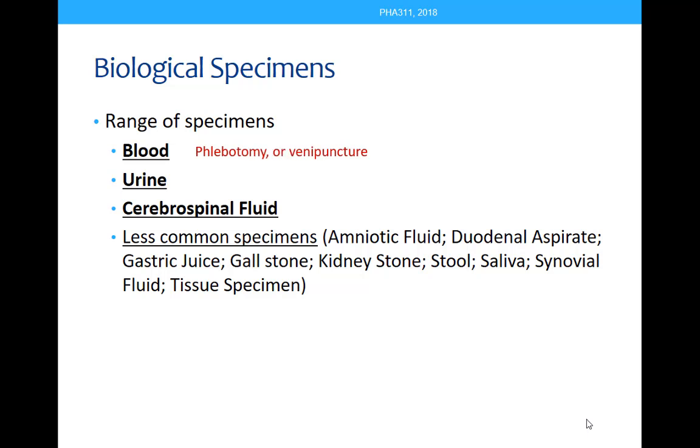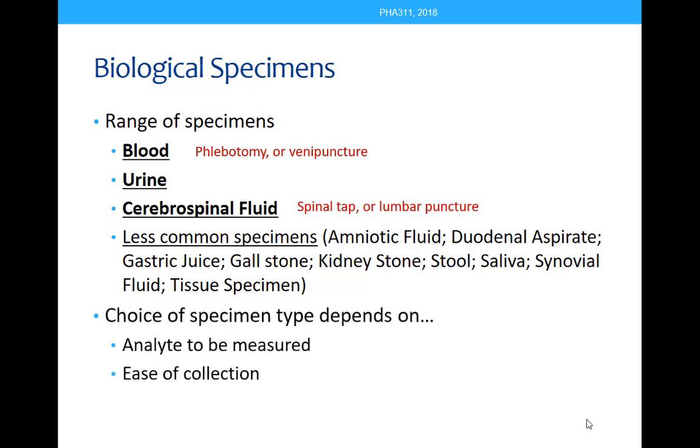Blood is collected using venipuncture or phlebotomy. CSF is collected by spinal tap or lumbar puncture, as it is called sometimes, and there is no special method for urine collection. Easy to collect and plenty.